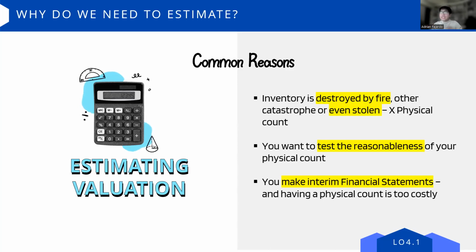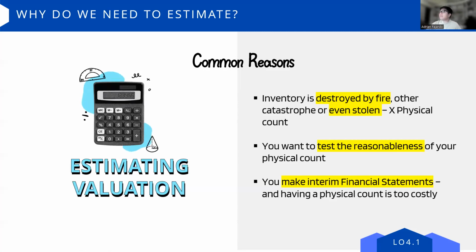So now, you can't or don't want to rely on the physical count, you want to test whether our count is correct. Or you need to make an interim financial statement. It's a hassle to actually conduct a full count if you're making interim financial statements. So again, if there are acts of God like destroyed by fire or the inventory was lost so you can't do a physical count, or you want to test the reasonableness of your physical count, or you want to make interim financial statements, that's the time you need to estimate the value of your inventory.